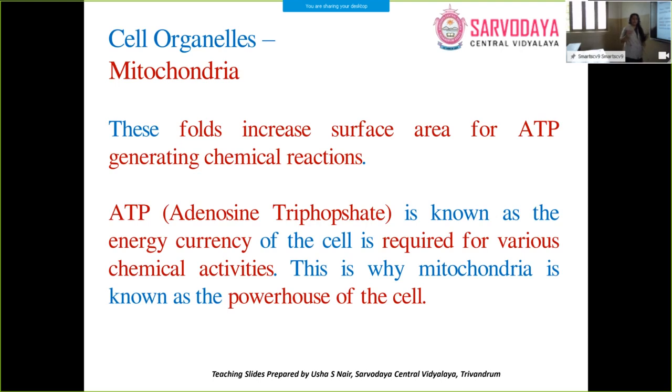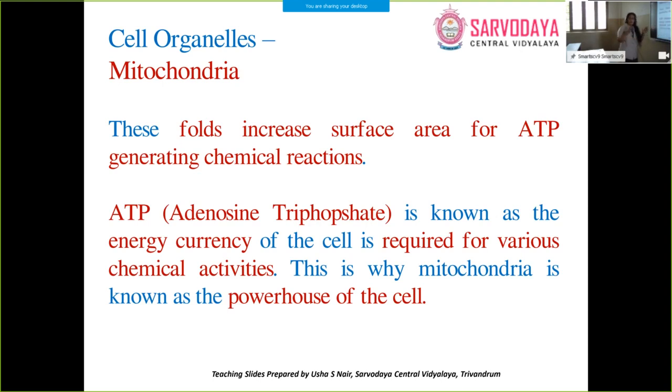Mitochondria stores extra energy, and whenever the body requires it, this energy is released and given to meet the body's requirement. So mitochondria is known as the powerhouse of the cell. This is important: ATP, adenosine triphosphate, is known as the energy currency of the cell and is required for various chemical activities.